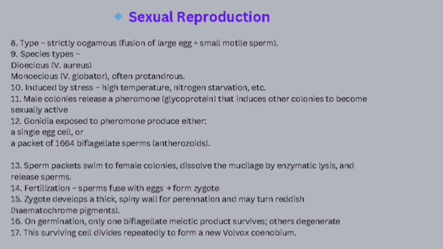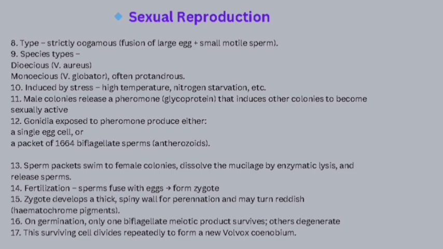The male colonies release a pheromone. A pheromone is a sort of hormone that attracts the opposite partner. It is a glycoprotein that induces other colonies to become sexually active. And gonidia exposed to the pheromone produce either a single egg cell or a packet of 16 to 64 biflagellated sperm that are known as androzooids.